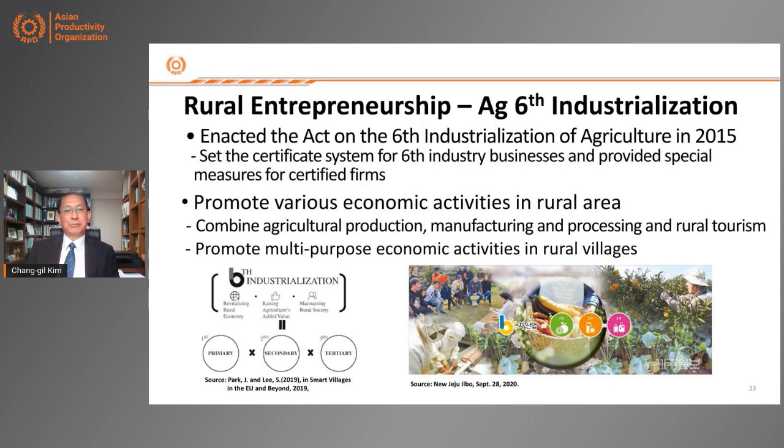The Korean government enacted the Act on 6th Industrialization of Agriculture in 2015. It sets up certification of 6th industry businesses and provides special measures for the certified firms. Also, this program promotes various economic activities in rural areas, combining production, manufacturing and processing, and rural tourism. That means the primary industry, manufacturing and processing as the secondary industry, and rural tourism as a kind of service, so tertiary industry. Altogether it means 6th industrialization. A typical example of 6th industrialization is rural tourism.